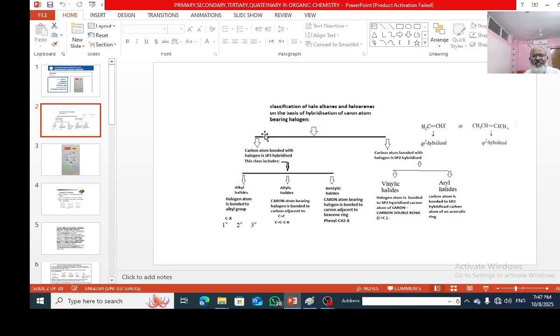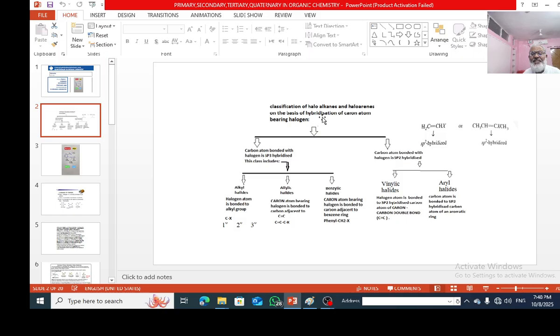I would like to teach you classification of haloalkanes and haloarenes on the basis of hybridization of the carbon atom bearing the halogen. As you are aware, in hybridization, two or more orbitals having nearly equal energy get fused together to form new orbitals, known as hybridized orbitals, and the number of hybridized orbitals equals the number of orbitals taking part in the hybridization.